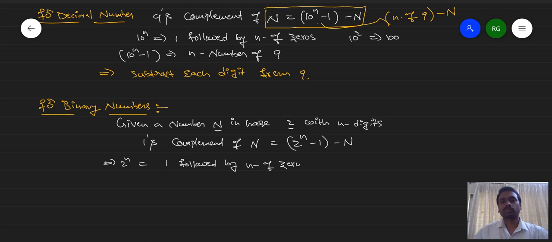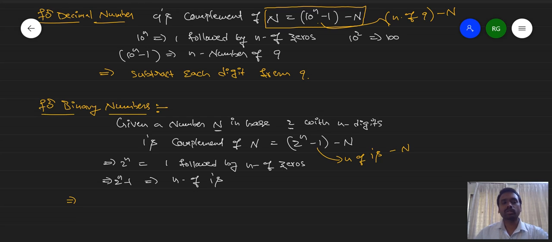2 power n is nothing but 1 followed by n number of zeros in binary. In a similar manner, 2 power n minus 1 gives you n number of ones. So if you subtract 1 from 2 power n, that is equal to n number of ones. So we can say that 2 power n minus 1 is nothing but n number of ones, and if you want to find the r minus 1's complement, subtract the N. So in general, you can do that.